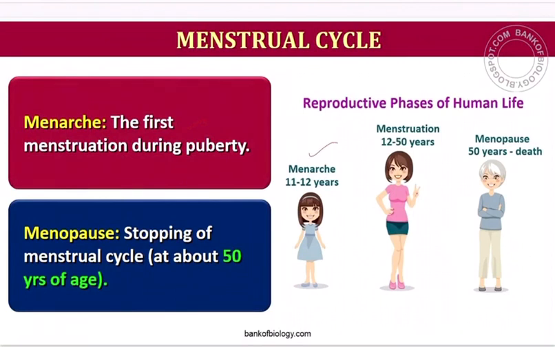So basically, the menstrual cycle is marked by two events. The starter is menarche, the closer is menopause. Menarche is the first menstruation during puberty. Menarche normally happens at 11 to 12 years. Nowadays, of course, even a 10-year-old girl is getting it. And menstruation goes on between 12 to 50 years. That 50 years, because of computers, various lifestyles, environmental pollution, is coming down to 35 to 40. That is the worrisome factor for many countries.